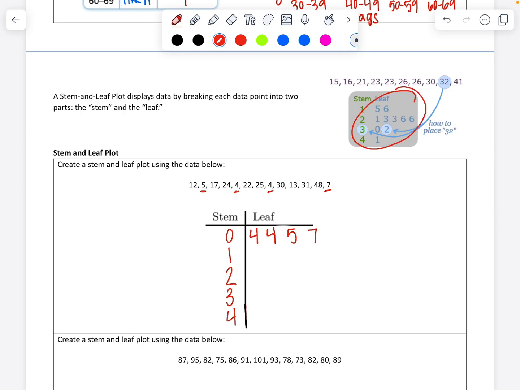Like this one, it is lined up very nicely. So then I have my tens. So we have 12, 17, 13. Okay, so 12 would go first. So I'm just going to put the 2. Then I put the 3 for 13. And then I put the 7 for 17.